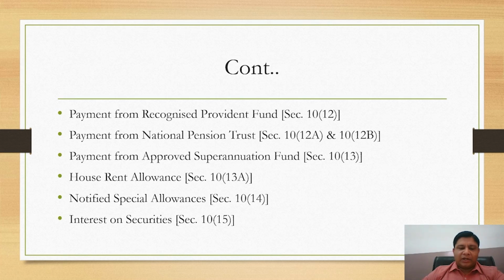Next, house rent allowance. It is exempted with some conditions mentioned in the video on income from salaries. Same for notified special allowances. Next, coming to interest on securities. It has some categories. Interest, premium on redemption or other payment on notified securities, bonds or certificates are exempted.